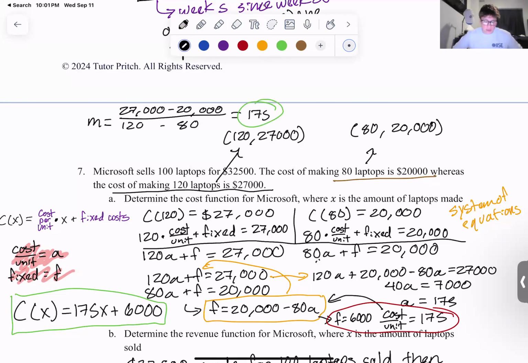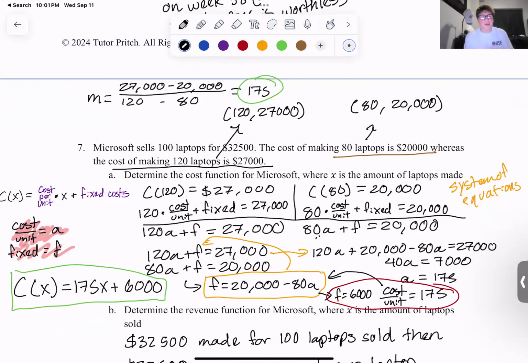So that's another way to find it. Once you have your cost per unit, you can just use either point and multiply 80 times 175. It tells you it cost $14,000 to make the 80 laptops, and the extra is because the total cost was 20,000. So 20,000 minus 14,000 is 6,000, and that's your fixed cost. That method completely works, and that's probably the easiest method. But I wanted to demonstrate using a system of equations with substitution, because that's another skill you need for this test.